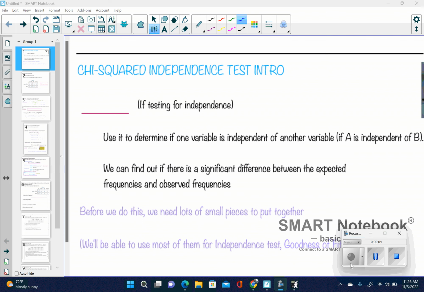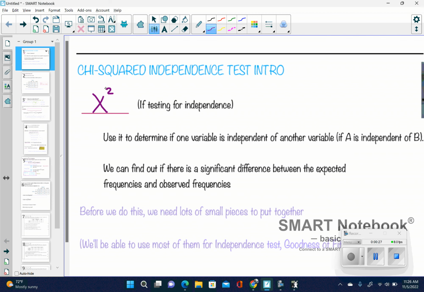So today's lesson is going to be on the chi-squared independence test. The symbol for chi-squared is an x with a squared. If you're putting this into an IA or writing this down, you don't actually write out chi-squared. You go to insert and symbol or insert equation, and then you can put chi-squared, okay?